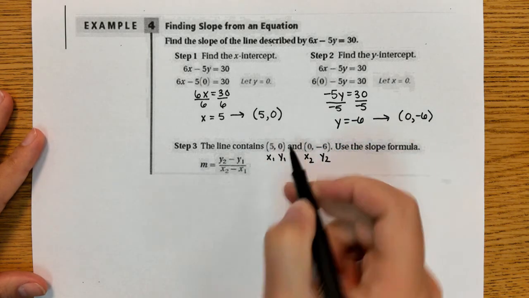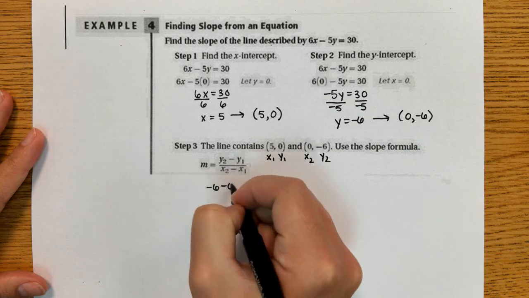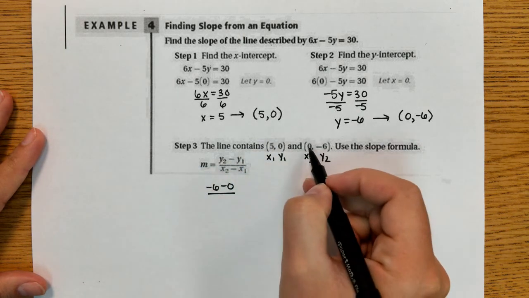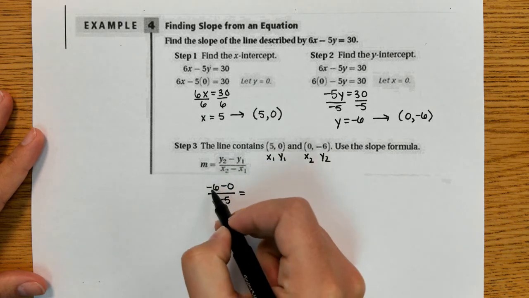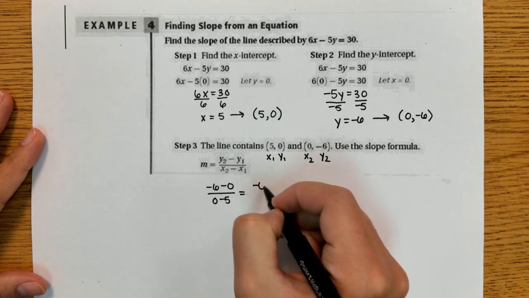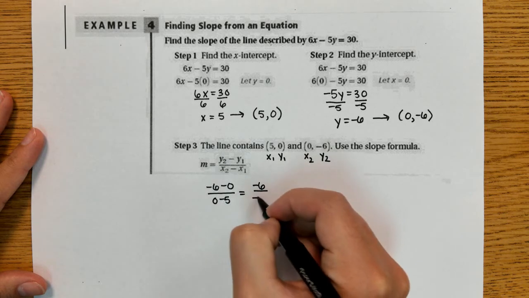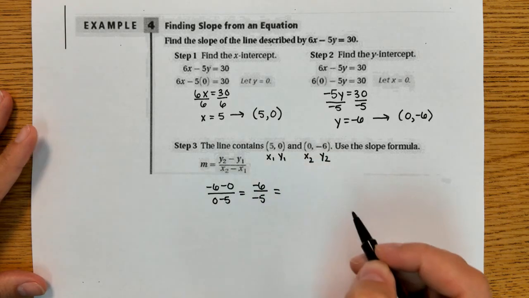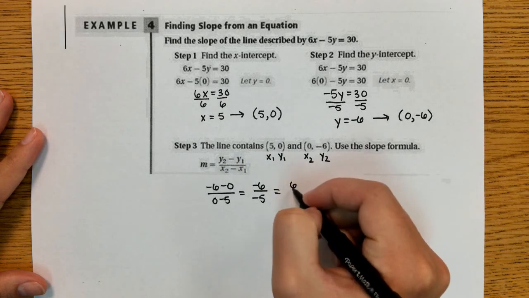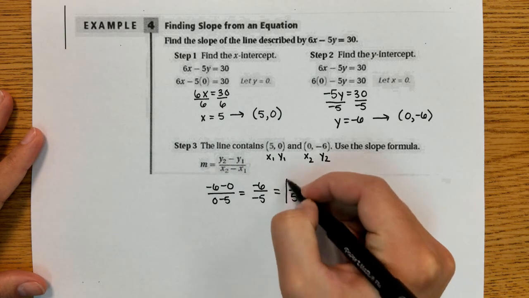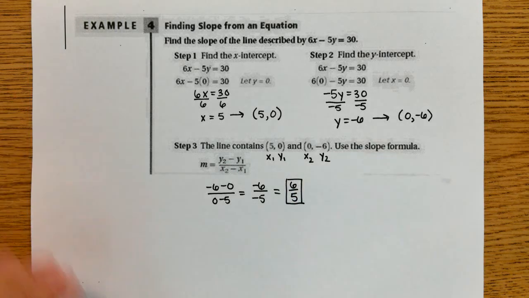So change of y, so I'm going to have negative 6 minus 0 over my change in x, so 0 minus 5. So up top, negative 6 minus 0 is negative 6. 0 minus 5 is negative 5. So a negative divided by a negative is a positive. So this is going to be a positive 6 over 5. And remember, keep your slope as an improper fraction.